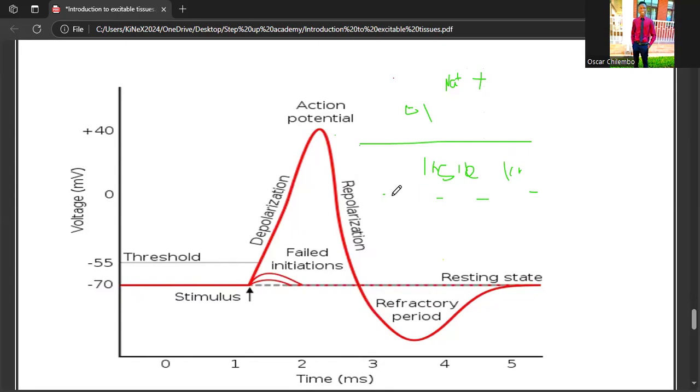We can look at this perspective: outside the cell being more positive, inside the cell being more negative. I'm using the word more, meaning that it's both negative and positive, but one is dominant. The one which predominates inside is negative, and the one which dominates outside the cell is positive.